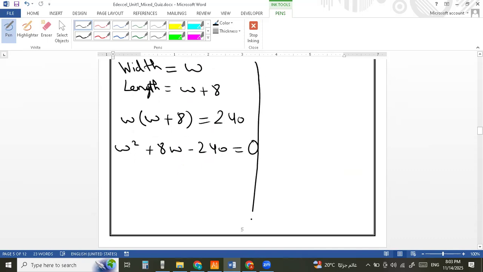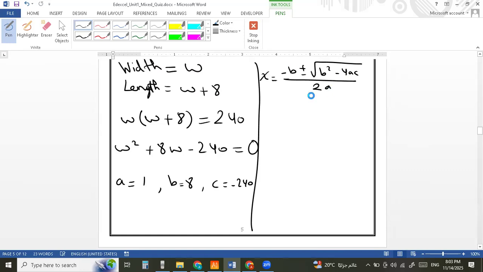I'm just trying to look for space. And right over there, I'm going to find here A equals 1, B equals 8, C equals negative 240. So let's solve it. I'm going to find here, mister, x equals negative B plus or minus root of B squared minus 4AC over 2A. X equals negative B, which is negative 8, plus or minus root of B squared, which is 64.